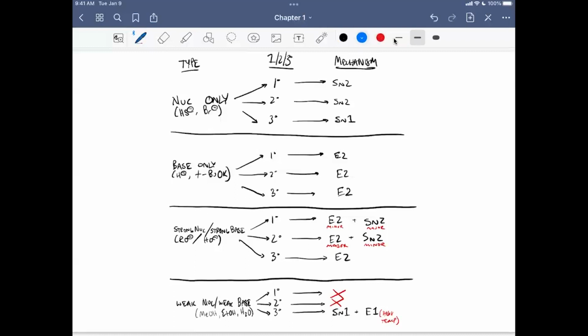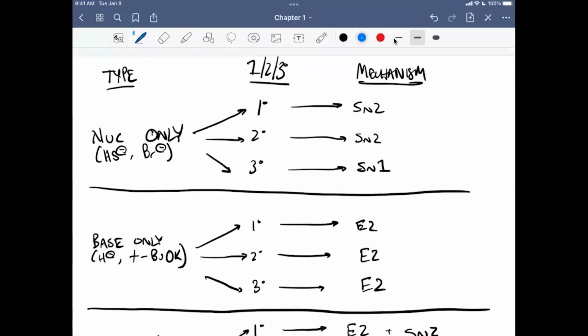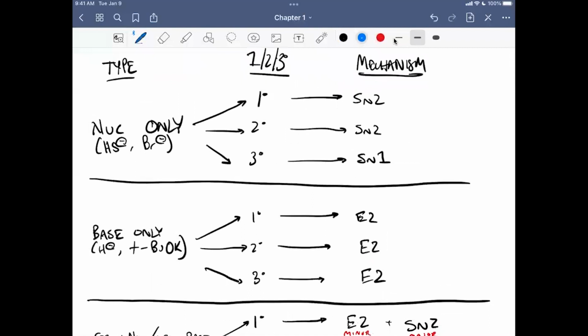In this first table right here, we have a nucleophile only. I have examples of nucleophile only. If you have a negative charge connected to a halogen or a sulfur, stuff like that, you're dealing with substitution. So you'll be substituting in that right there, and whether you have a primary, secondary, or tertiary carbon, you're going to be doing substitution in one of those ways.